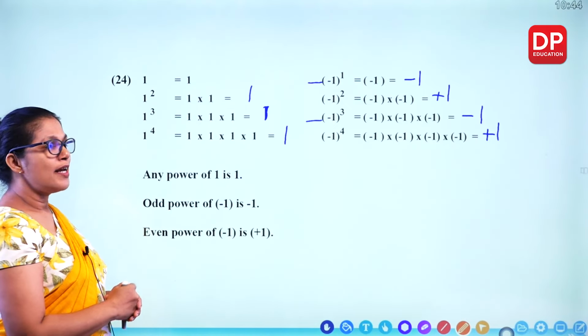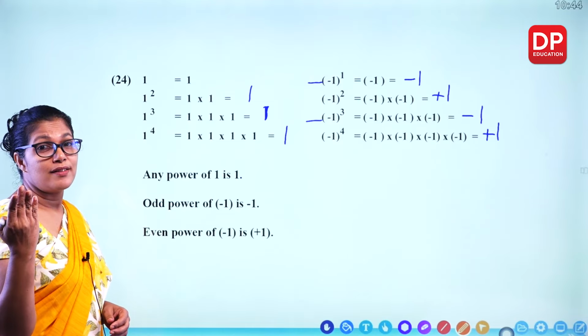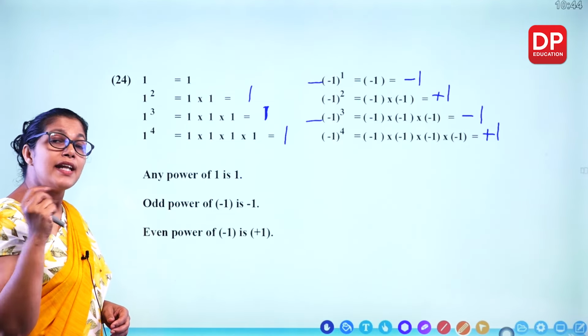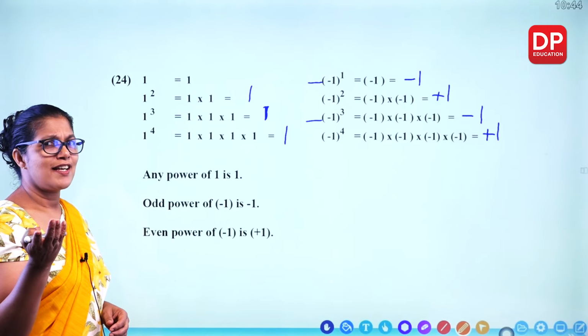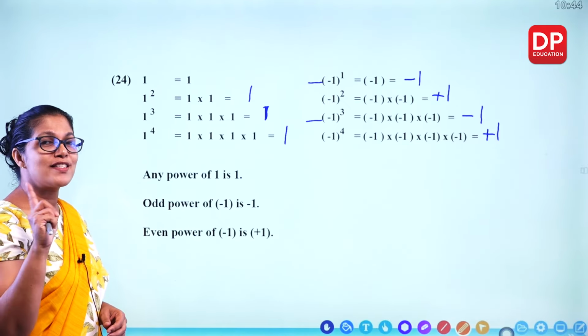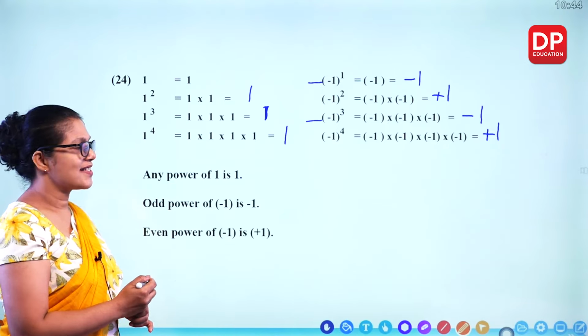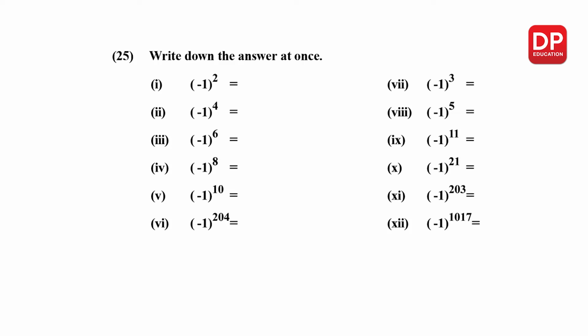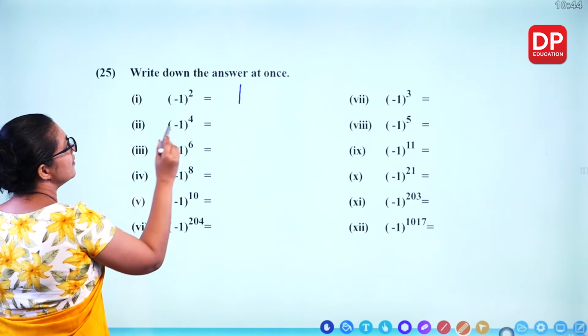So remember that 1 to the power 101 is 1. Negative 1 to the power 99. What is the answer? Negative 1, because odd powers always give negative answers. Write down the answer at once. This is positive power, always 1.